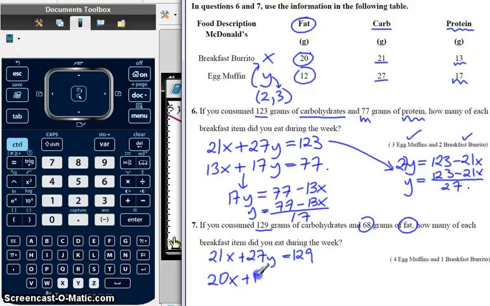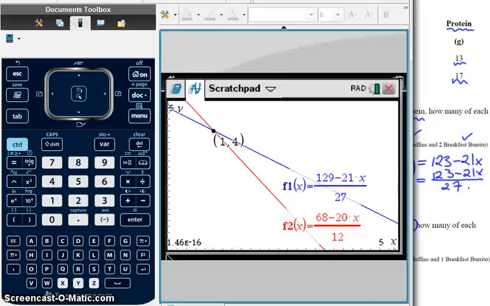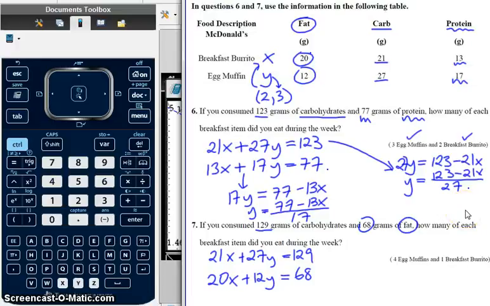20x plus 12y equals, what do we say, 68. So we could use our calculator very quickly. I'll just go ahead and type this and you can do the same. So if you've done everything correctly, hopefully you have these same 2 equations here and the intersection point of 1, 4, which if we go back to our question meant that we had 4 egg muffins, remembering egg muffin was the y, and 1 breakfast burrito.